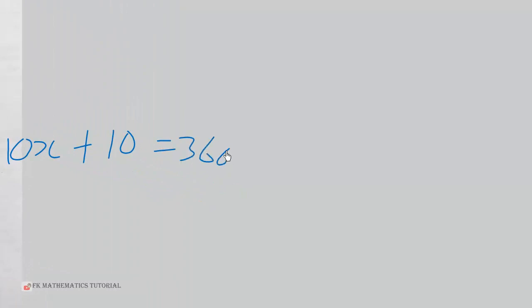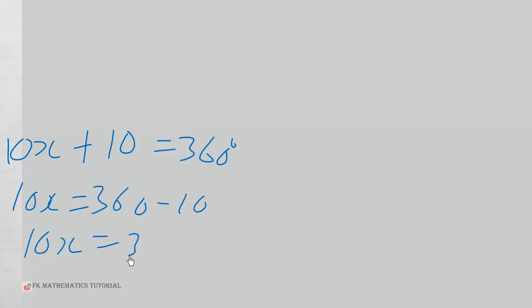So 15 plus 10 is 25, minus 25. Then 5 plus 5 is 10. So 10x plus 10 should be equal to 360 degrees. So 10x will be equal to 360 minus 10. So 10x will be 350, divided by 10 by 10. X will be equal to 35. So 35, the correct answer is option C.